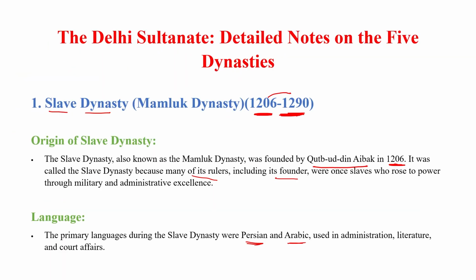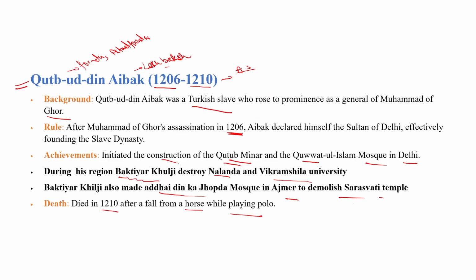The slave dynasty was started by Qutbuddin Aibak, as we discussed, in 1206 AD after the death of Muhammad Ghori. Who was Qutbuddin Aibak? He was a slave during the time of Muhammad Ghori. As Muhammad Ghori died, he became the next ruler. We also discussed that Qutbuddin Aibak established Qutub Minar and Quwwat-ul-Islam Mosque in Delhi, and was also known as Lakh Baksh. During his time, Bakhtiyar Khilji destroyed Nalanda and Vikramashila, as well as the Saraswati Temple, which he converted into the Adhai Din Ka Jhonpra Mosque.